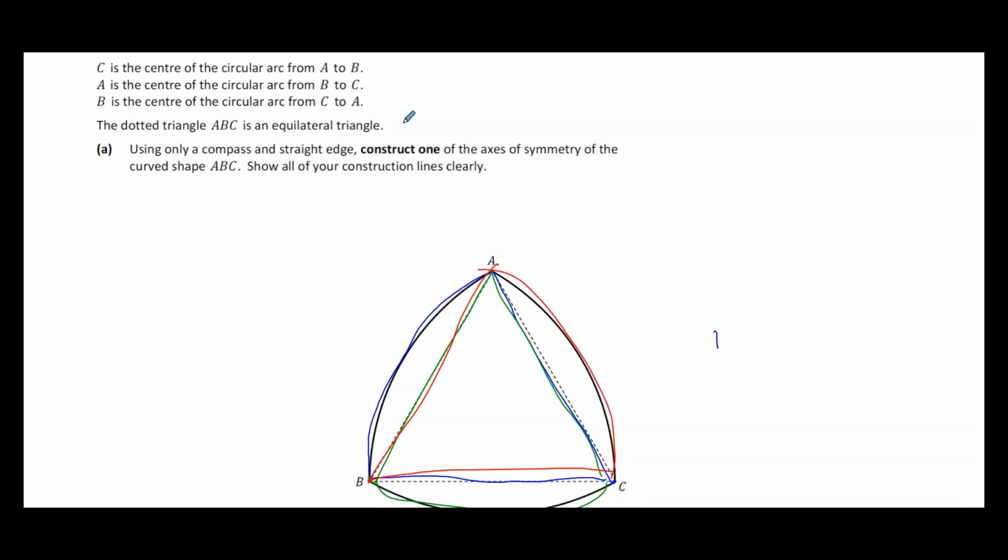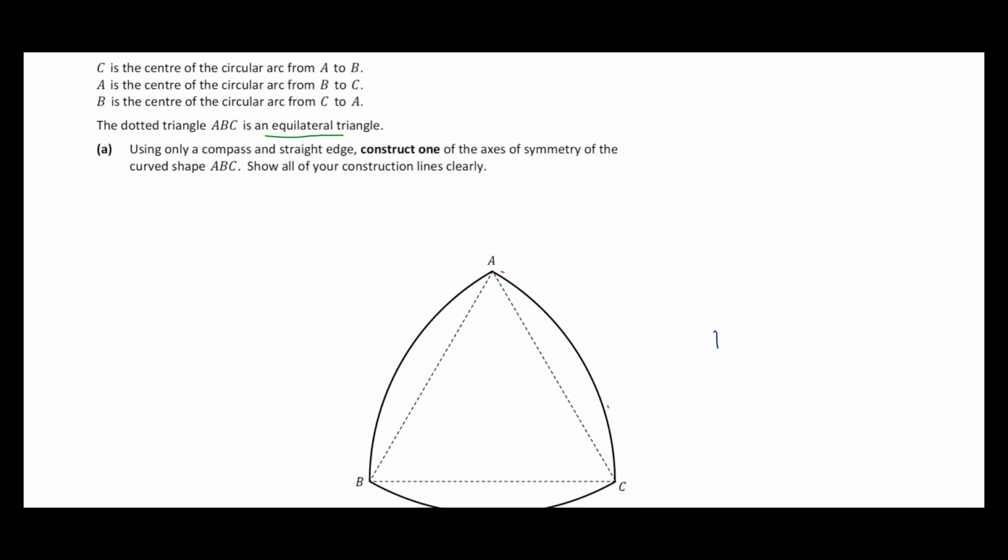The dotted triangle ABC is an equilateral triangle. Let's remove that because there is a lot of drawing in here. So this triangle inside is an equilateral triangle. What kind of triangle is an equilateral triangle? Every side has the same length and every angle inside is the same. Those are the two features of an equilateral triangle.